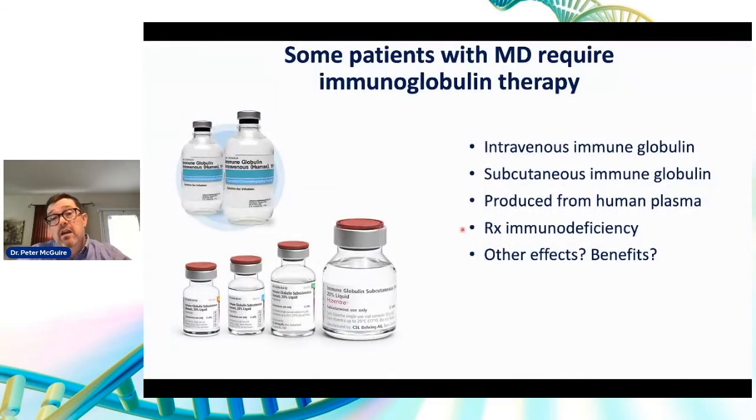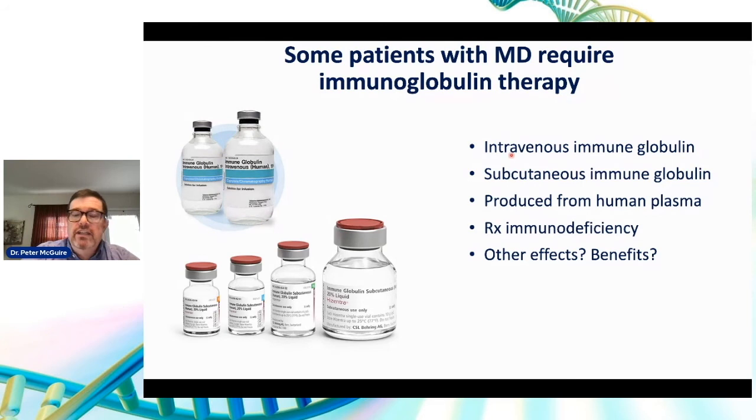Some patients with mitochondrial disease may actually require immunoglobulin therapy. So immunoglobulin therapy are basically those antibodies that I was talking about, that I was showing you. The ones I was showing you were naturally produced ones, but immunoglobulin is basically antibodies that are pooled from anywhere between 10 to 100 different healthy individuals, and it's given as a drug. And that is given for a number of different immunologic conditions, including immunodeficiency.